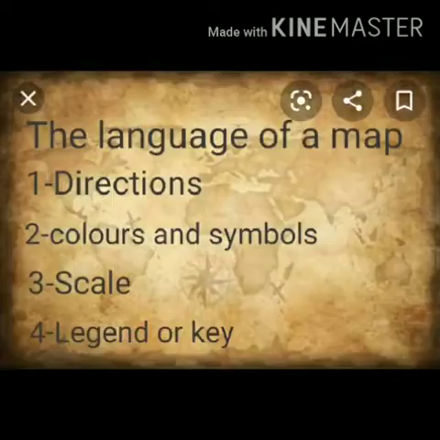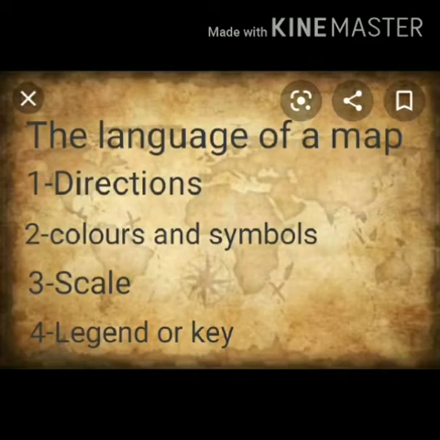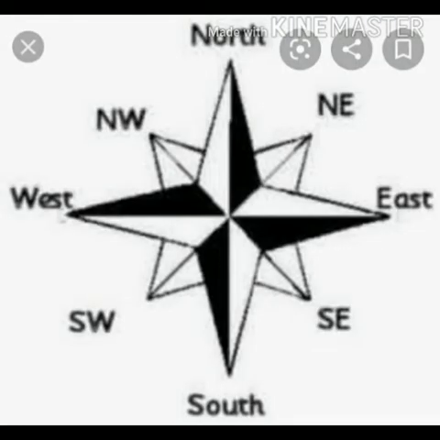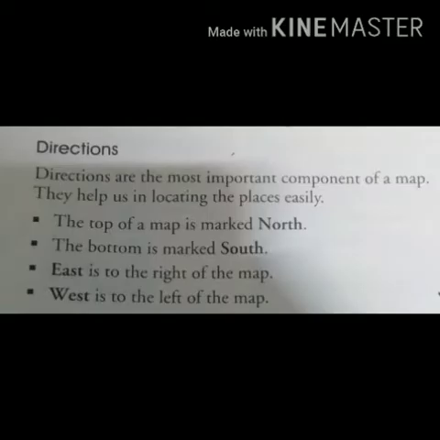Now next, the language of a map. Every map has 4 components which are very important to understand it. First, directions, color and symbols, scale, legend or key. These components form the language of a map. The components are directions. Directions are the most important component of a map.